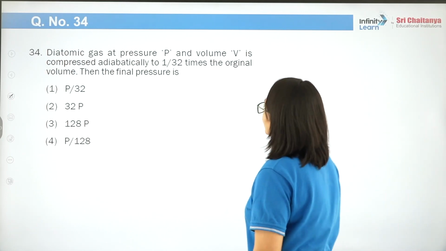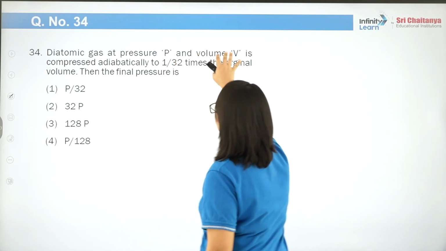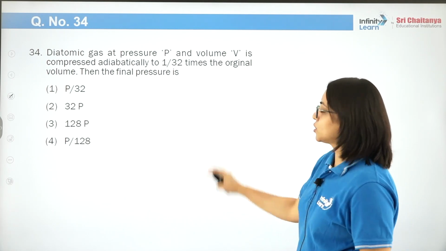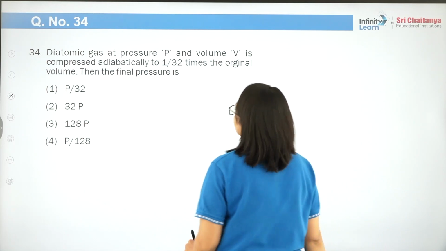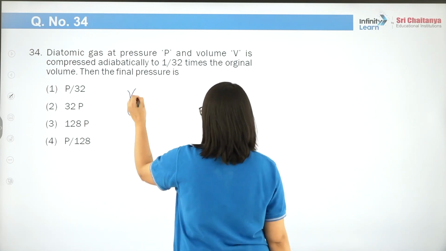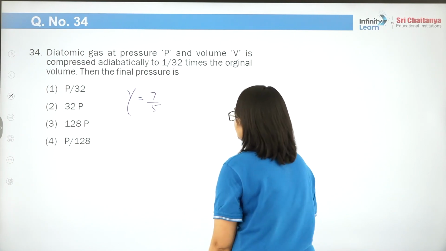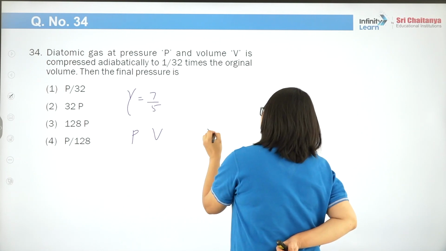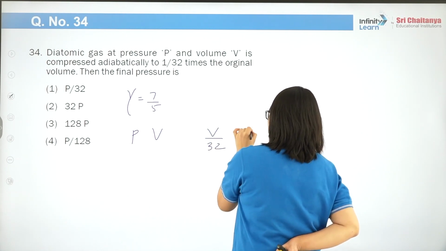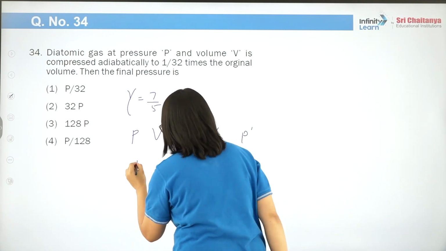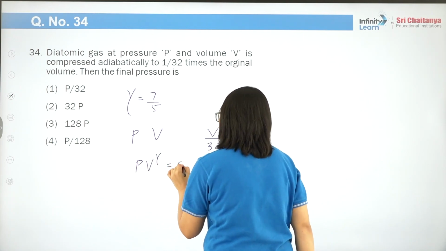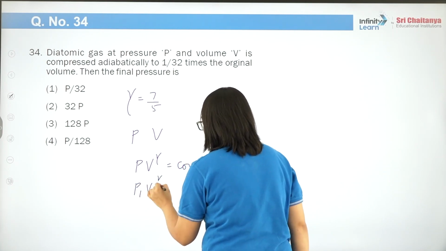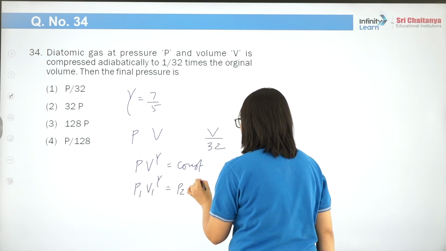Question number 34. We have a diatomic gas at pressure P and volume V, compressed adiabatically to 1 by 32 times the original volume. Then the final pressure will be? We have a diatomic gas, so gamma of the diatomic is 7 by 5. Initial pressure P, initial volume V, final volume is V by 32, final pressure is, let us say, P dash. So, we can apply the equation PV to the power gamma is constant for an adiabatic process, or P1 V1 to the power gamma is equal to P2 V2 to the power gamma.